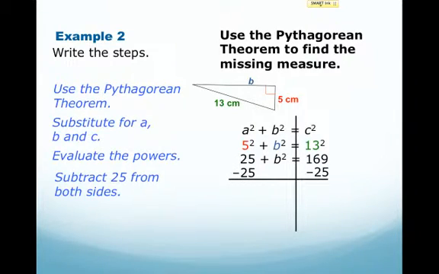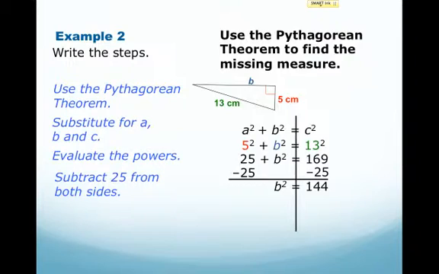The 25 minus 25 is 0, so they cancel out. On the left side, I'm going to be left with b squared. And 169 minus 25 is 144. So I'm going to get b squared equals 144.